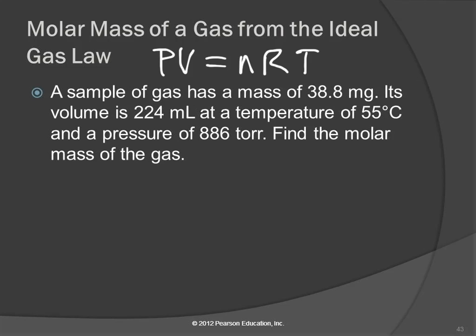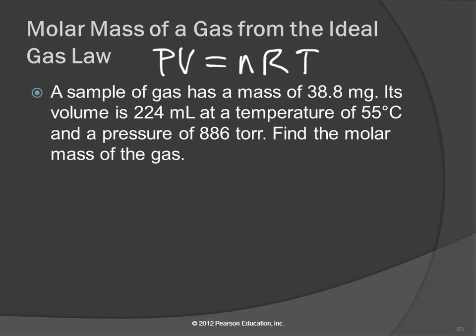So let's look at this question. A sample of gas has a mass of 38.8 milligrams. Its volume is 224 milliliters at a temperature of 55 degrees Celsius and a pressure of 886 torr. Find the molar mass of the gas. The molar mass of the gas is not in that equation. Well, let's think about it.